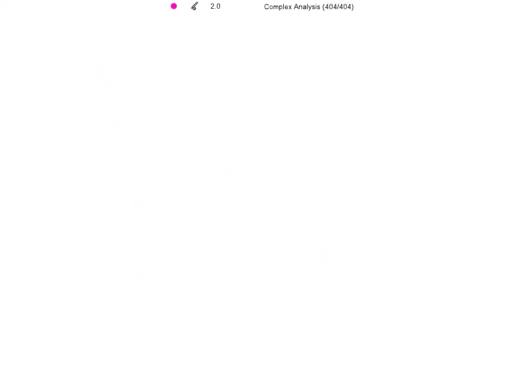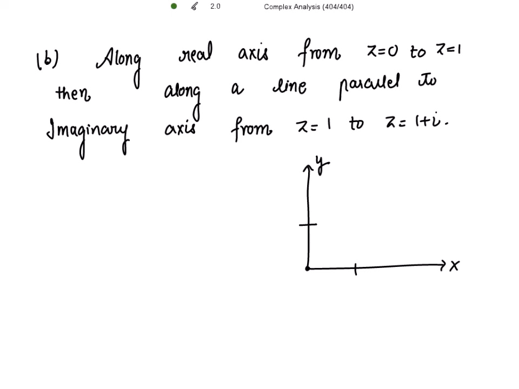And in the next part, we need to find the integral along the real axis from z equal to 0 to z equal to 1. First, let's find the integral along the real axis from z equal to 0 to z equal to 1. That is the point 0, 0, and this is 1, this is 1. Z equal to 1 means, because it is your real axis, here the imaginary part is 0, right? So it is this point.